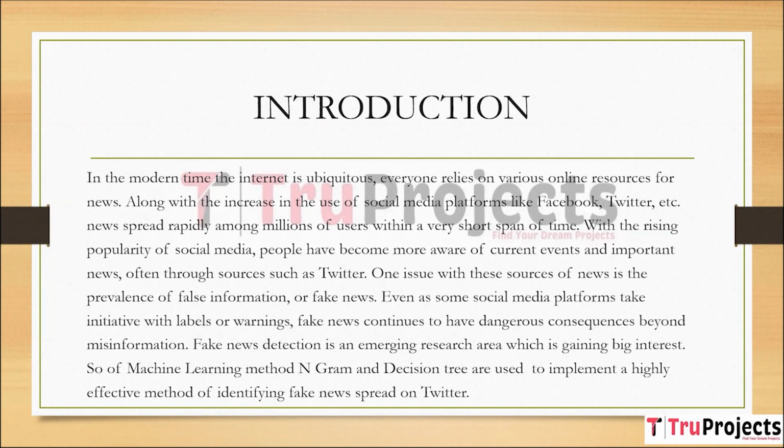Fake news detection is an emerging research area which is gaining big interest. So, machine learning methods, N-gram and decision tree, are used to implement a highly effective method to identify fake news spread on Twitter.